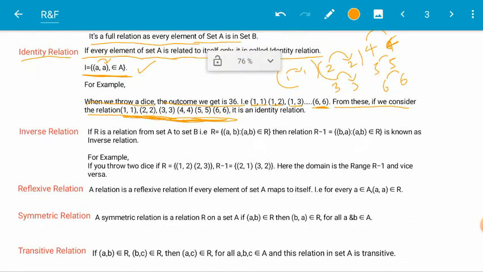Next, see inverse. Inverse, you can understand, the word itself is telling. Inverse means reverse.